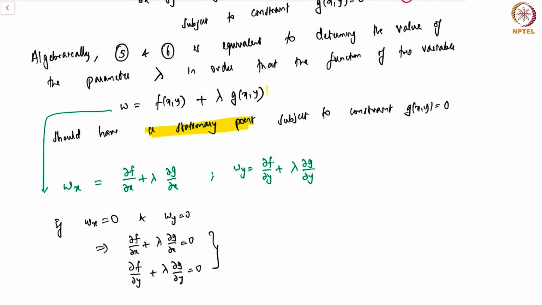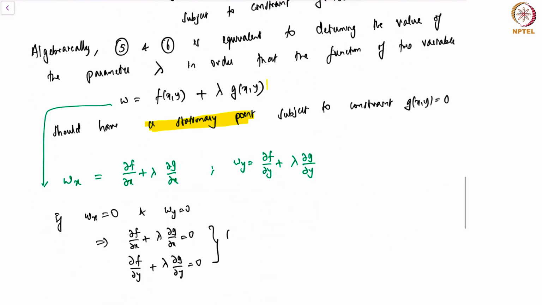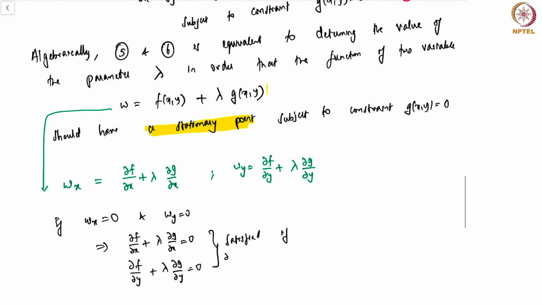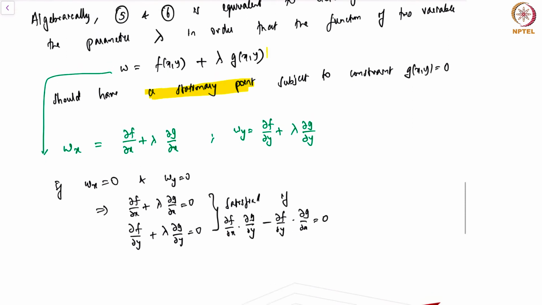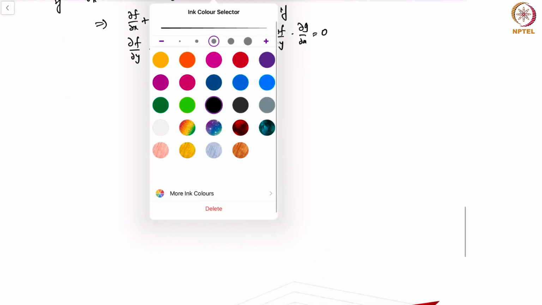These two relations can simultaneously be satisfied for any value of lambda, provided this condition, equation 5, is met. That is, satisfied if del f by del x times del g by del y minus del f by del y times del g by del x is 0. This is what we have. So let me quickly summarize what we have seen so far.